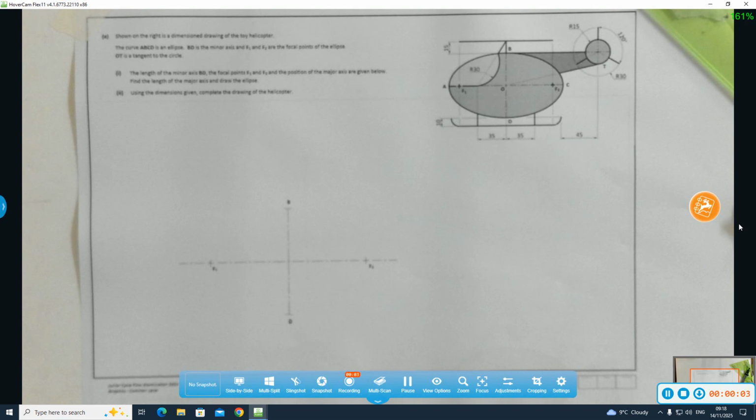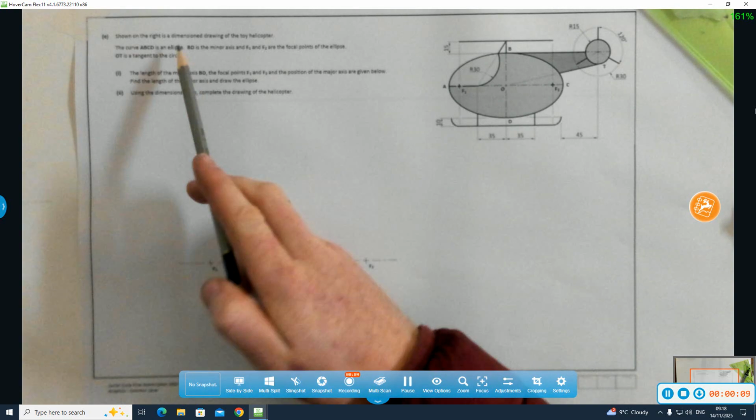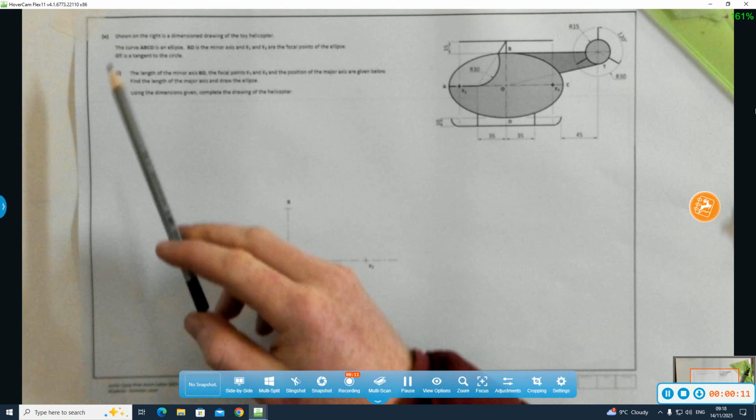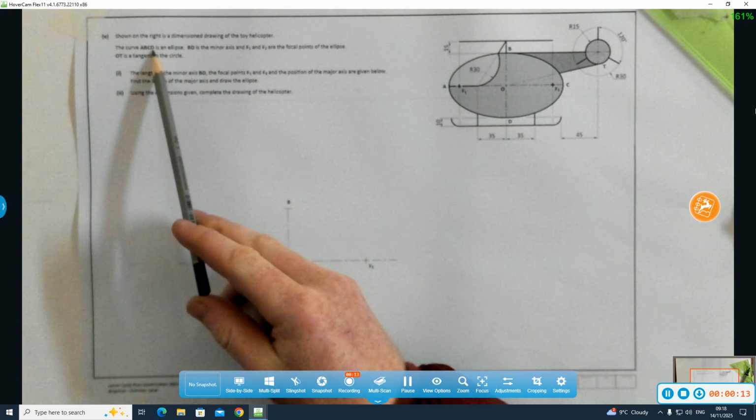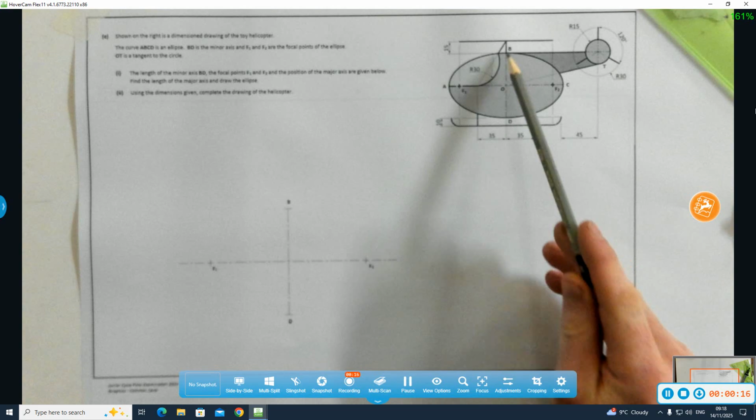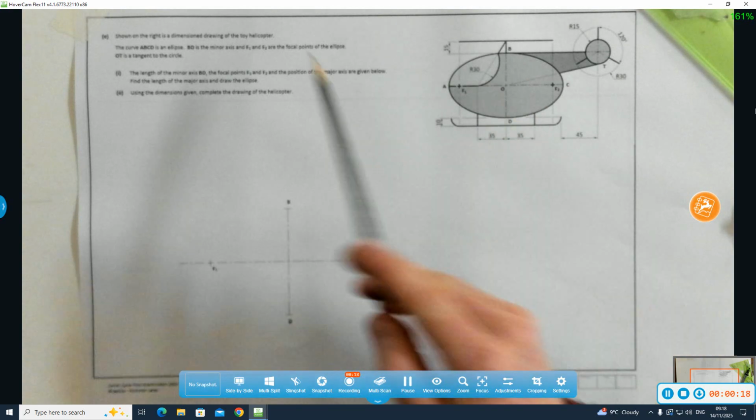So this is just a quick little video here. This question is from the 2024 Junior Cert exam. Shown on the right is a dimensioned drawing of a toy helicopter. The curve ABCD is an ellipse. So ABCD is our ellipse.